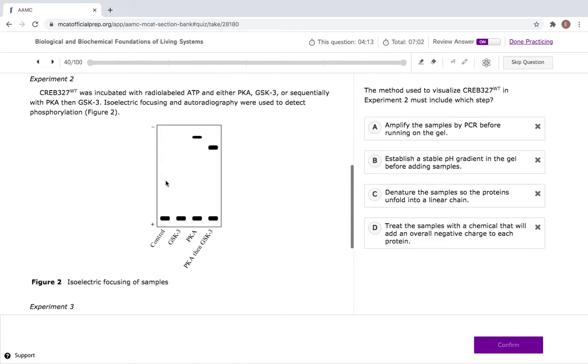Experiment 2. CREB 327 wild type was incubated with radio-labeled ATP and either PKA, GSK3, or sequentially with PKA and then GSK3.